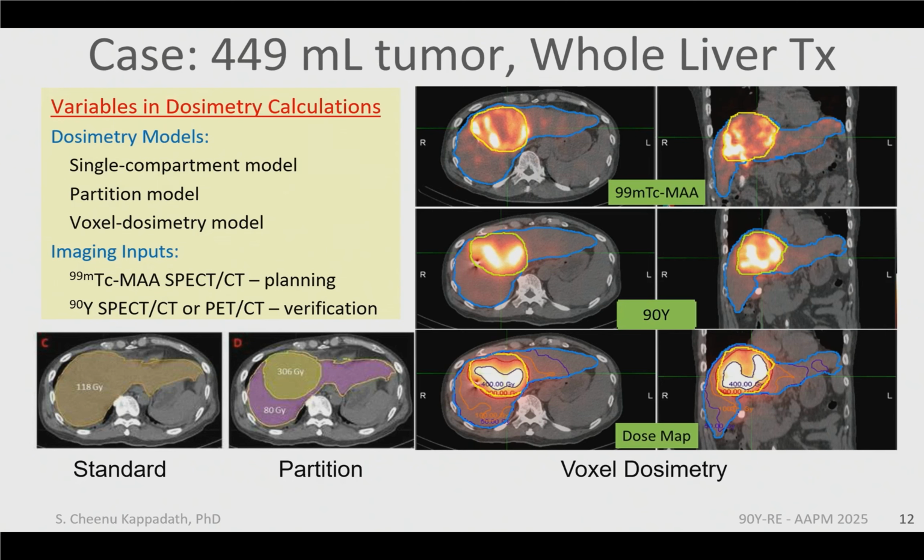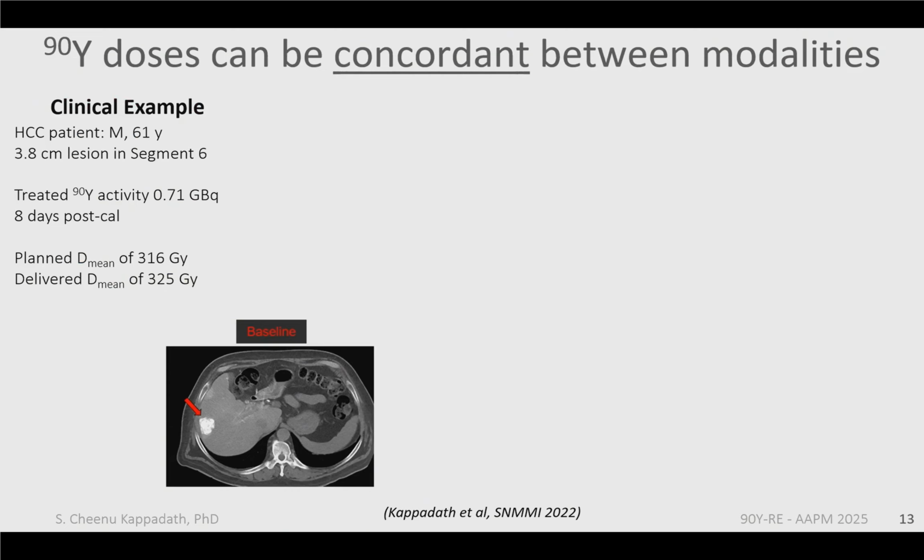Is it a planning dose, which is based on MAA, or is it a post-treatment verification dose where you know this is the actual dose delivered? So there are these nuances we have to keep in mind when you talk about dosimetry, especially for Y90, because a lot of these are curative treatments, and we really want to follow these patients.